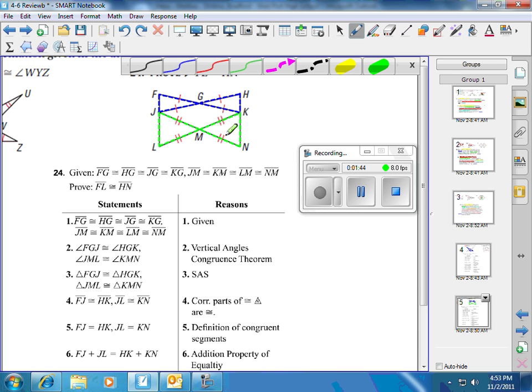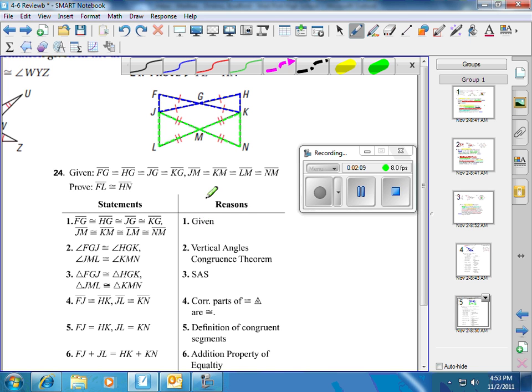then using the segment addition postulate, this segment is congruent to this segment, and this one to this one. So I add those up: the sum of HK and KN has to equal the sum of FJ and JL. Those are the segments that make FL and HN. With a proof, we have to be very detailed, so we're starting with what's given.